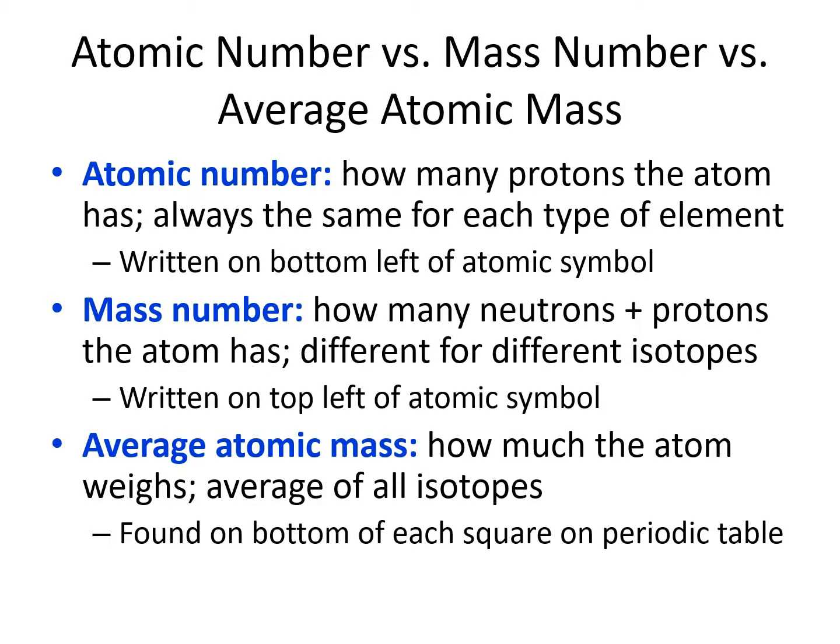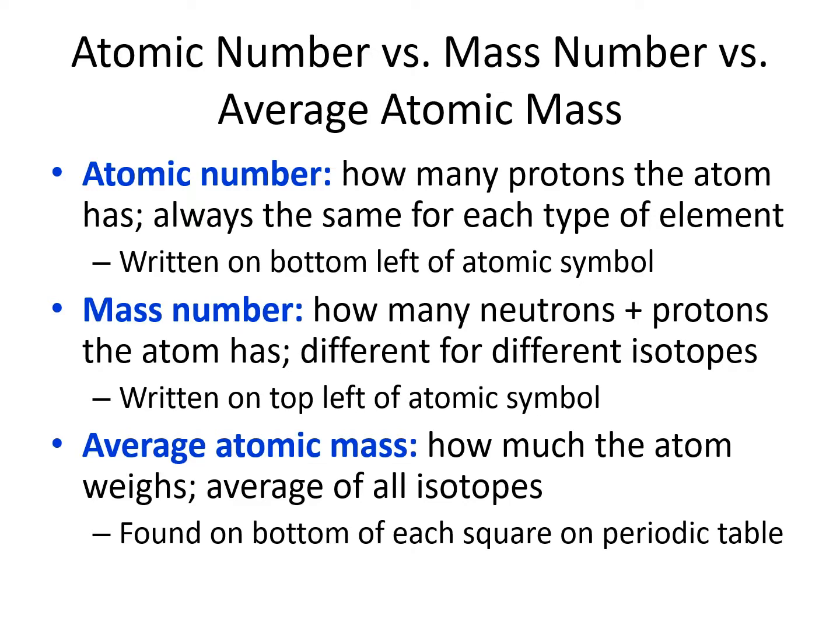I would like to compare some different terms which all sound similar and can therefore confuse students. Atomic number is number of protons. Remember, atomic number is linked to elemental type. For example, nitrogen always has 7 for its atomic number. Atomic number is written on the bottom left of an atomic symbol.